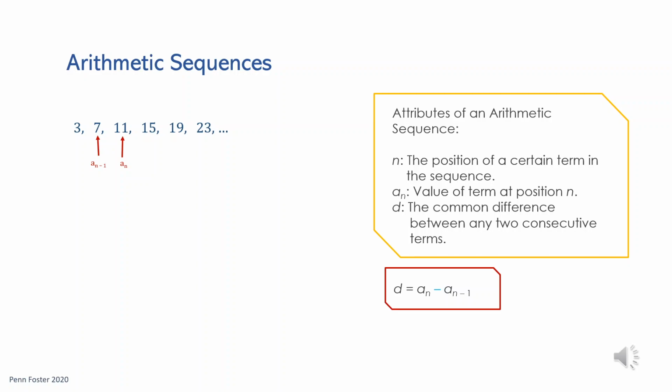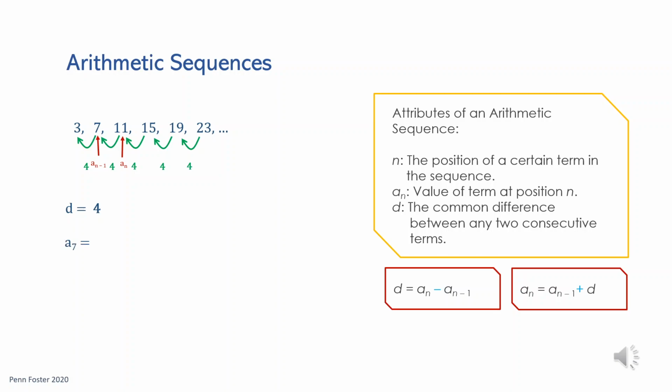For this sequence, it's apparent that the common difference between a term and the one right prior to it is 4. So d equals 4. The next term in line can be calculated using d. Simply add the last known term to d. The 7th term, for example, is calculated by adding the 6th term, a sub 6, plus 4. It's 27. Similarly, a sub 8 is calculated using a sub 7.